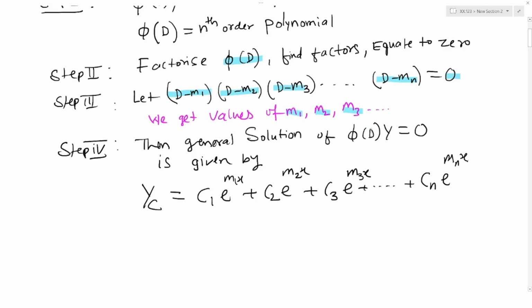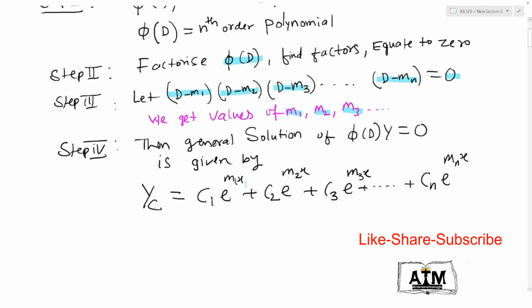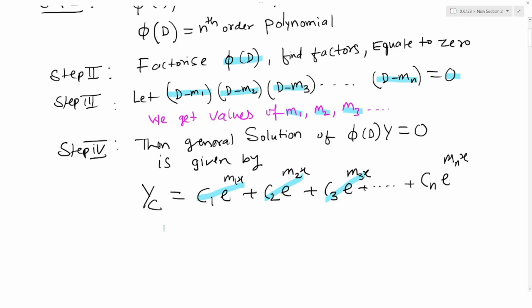After that, the general solution of this auxiliary equation phi of D y equals 0 is given by yc. What is yc? Yc is c1 e^(m1 x) plus c2 e^(m2 x) plus c3 e^(m3 x), and so on till cn e^(mn x). By using this formula, we can find yc, that is the complementary function. There are certain rules we need to follow while finding the value of yc. What are these rules?